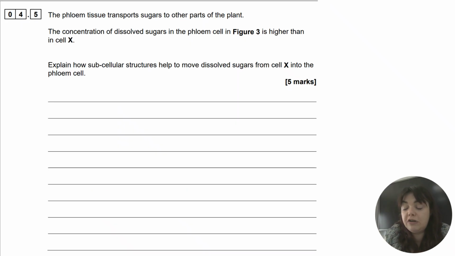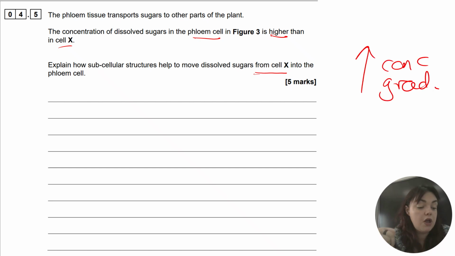Phloem tissue transports sugar to other parts of the cell. The concentration of dissolved sugars in the phloem cell in figure 3, which is the one that we've just looked at, is higher than in cell X. Explain how subcellular structures help to move dissolved sugars from cell X into the phloem cell. So it's already said that the concentration in the phloem cell is higher than in cell X. And it's asking us how we go from cell X into the phloem cell. So we are going up a concentration gradient. So straight off, we need to be thinking about this process, because it's going up a concentration gradient. So sugars are being moved against a concentration gradient.